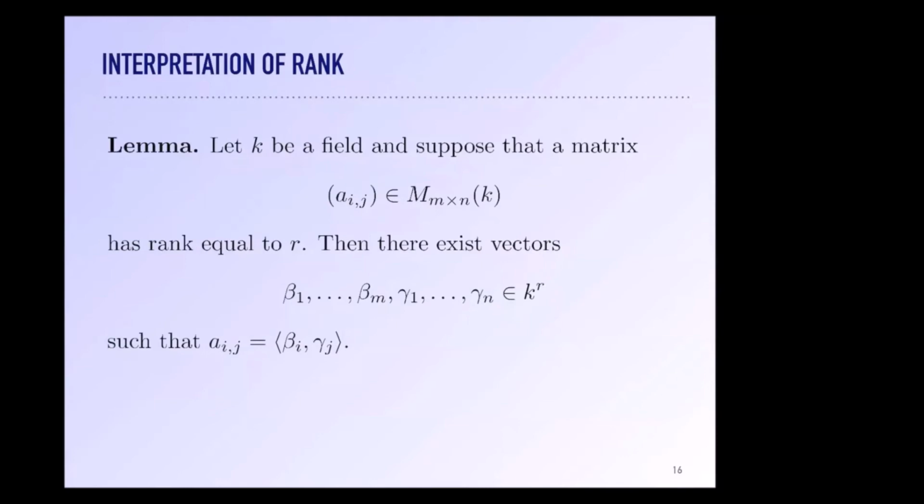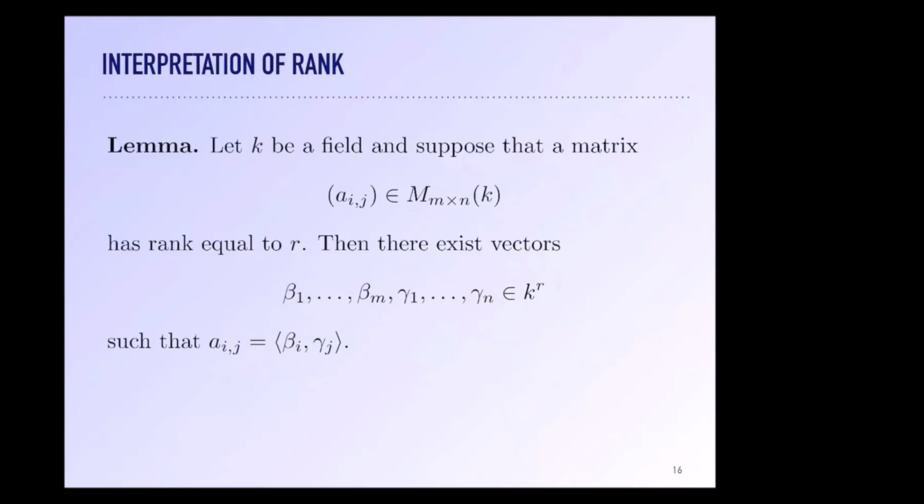So how do I use the fact that the rank of this logarithm matrix is small? Okay, so this is a nice interpretation of rank. I don't think I ever saw this when I learned what a rank was in a linear algebra class, but it's kind of cute, which is that the rank of a matrix is equal to r if there exist m vectors, which I'll call beta, and n vectors, which I'll call gamma, in k to the r, such that a_ij is the usual dot product in k to the r of beta_i and gamma_j.